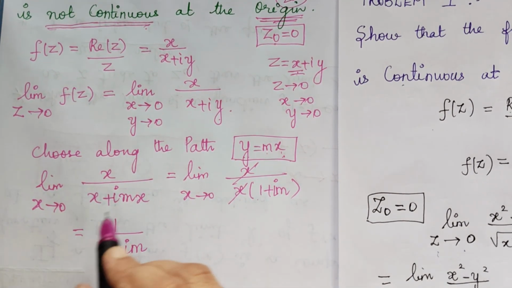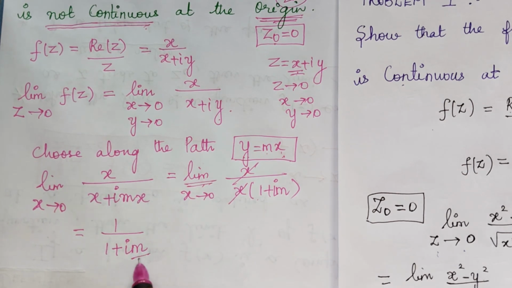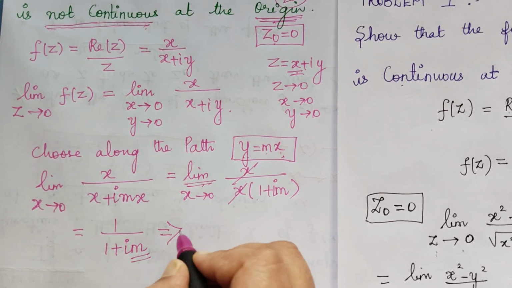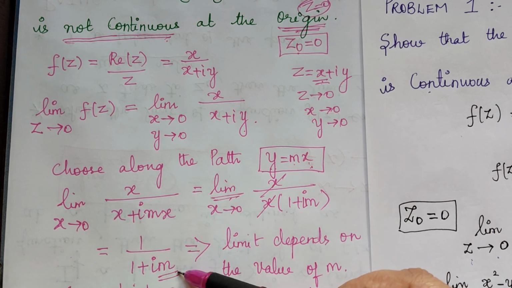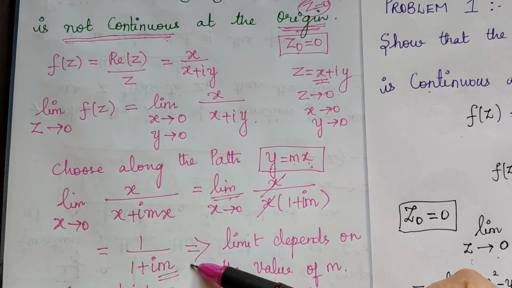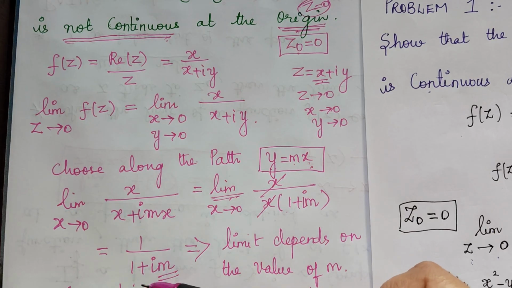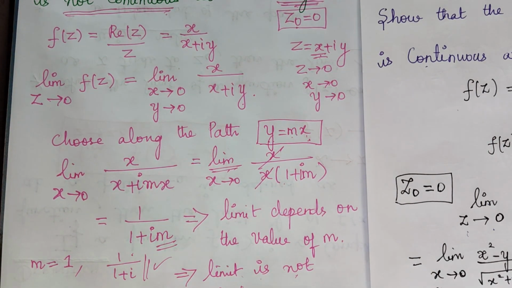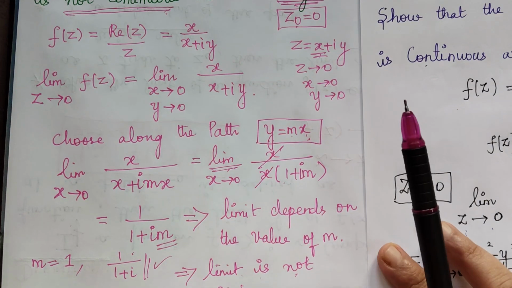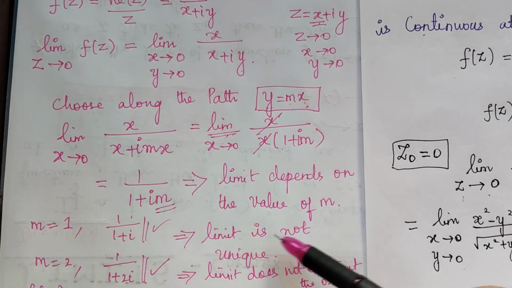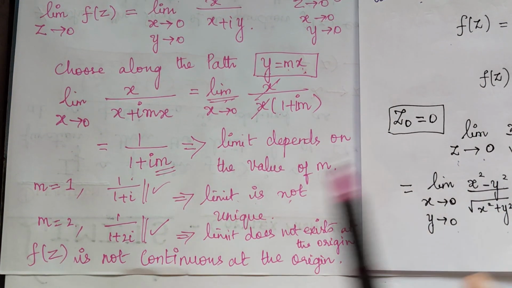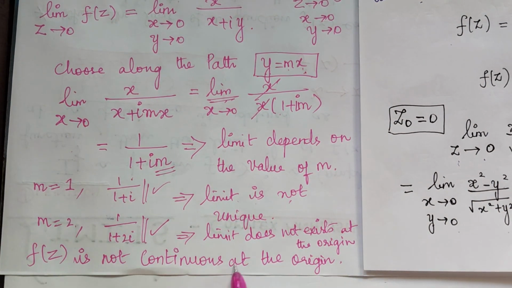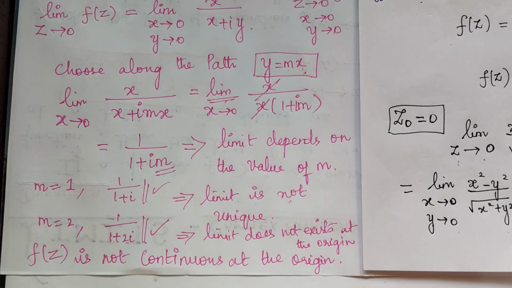Which means that the value of the limit depends on the value of m. As m keeps on changing, the limit also keeps on changing, because when m is equal to 1, the limit will be 1 by 1 plus i, and when m is equal to 2, it will be 1 by 1 plus 2i. We see that the limit is not unique. If the limit is not unique, it means that the limit does not exist at the origin, and therefore the function f of z is not continuous at the origin, since the first condition itself is not satisfied.